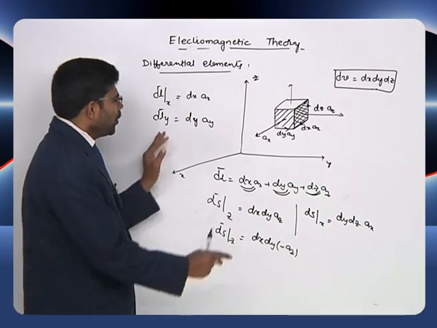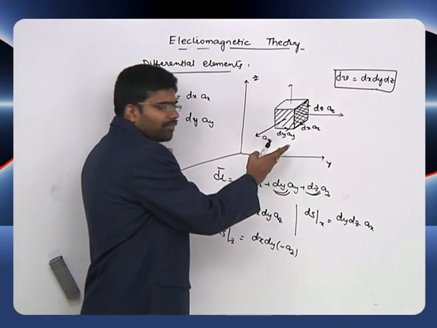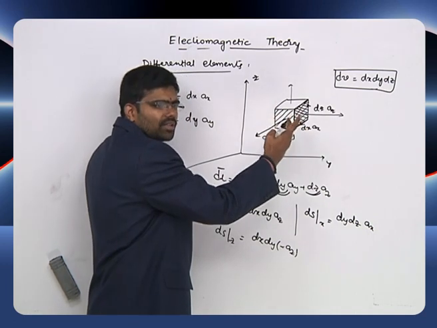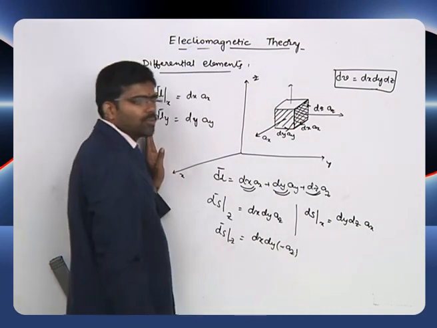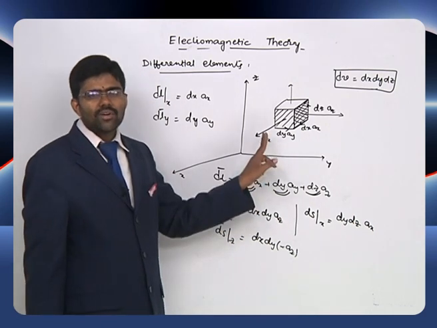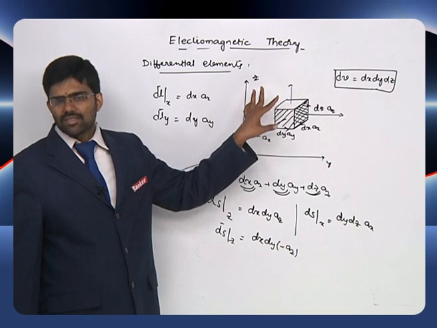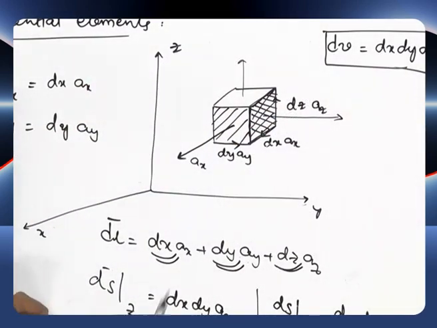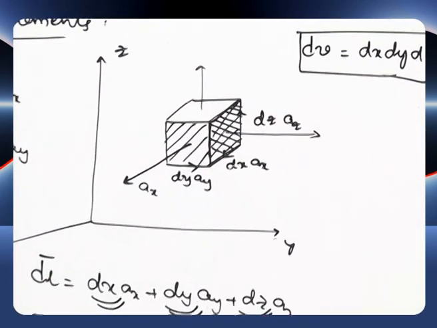So here we clearly discussed the differential length in all directions. Whenever we require the differential length, you can consider the corresponding component, the differential surface in the required direction, and the differential volume for the given coordinate system. Now, as I said, if you have a volume, the differential surface has a direction which is perpendicular to it.